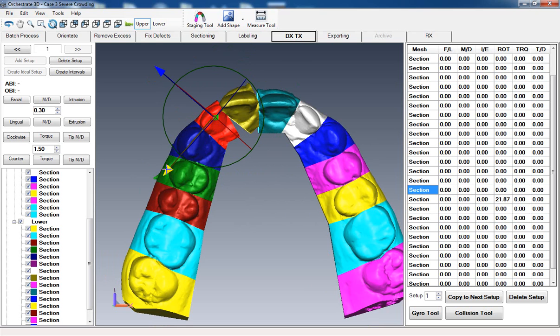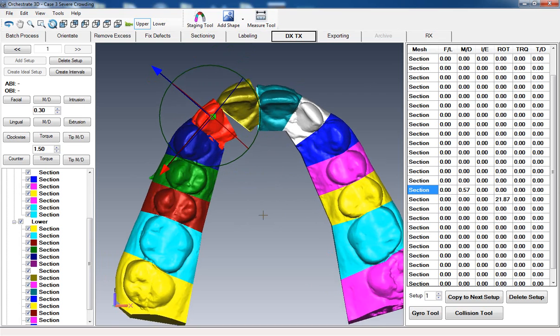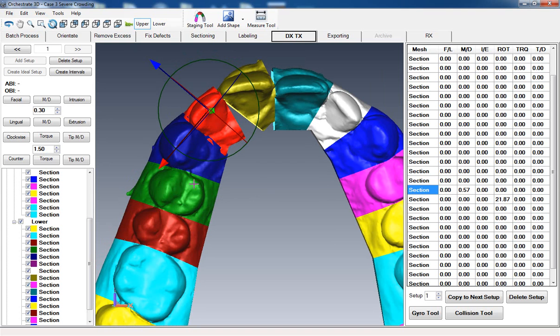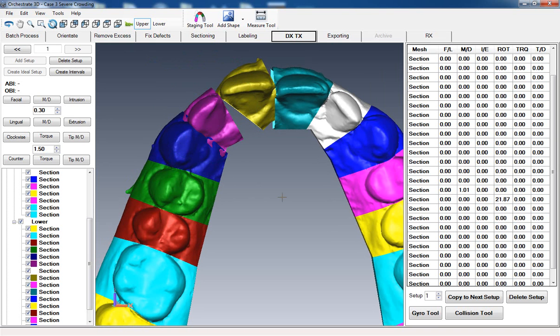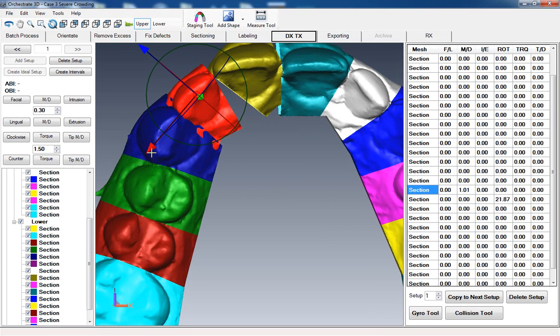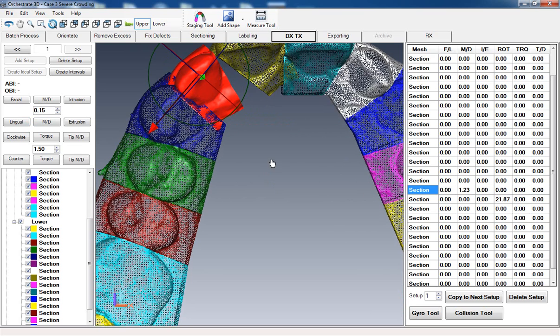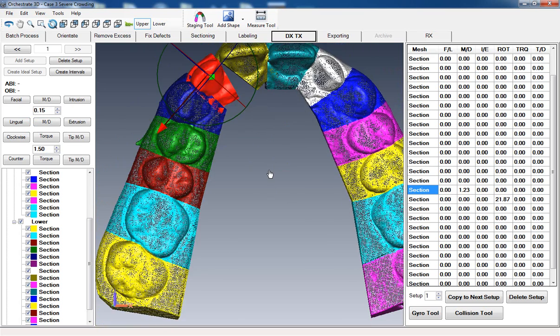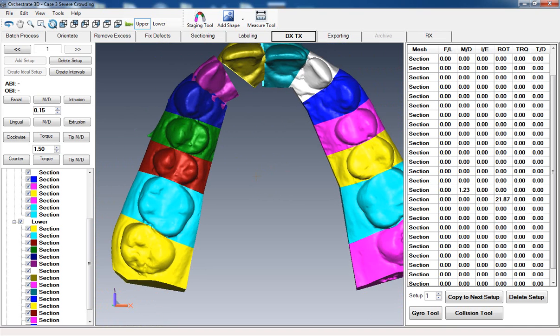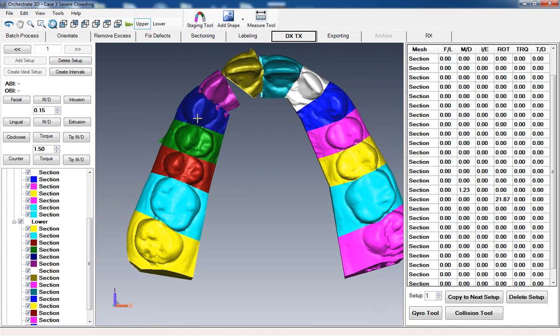Now you can see I need to distalize this tooth until we see a space. I distalize just enough until we see a space between the centrals, and that can actually go back a little bit further. And I'm going to actually reduce this down to 0.15. And then now we have, again, the situation which happens the majority of the time.